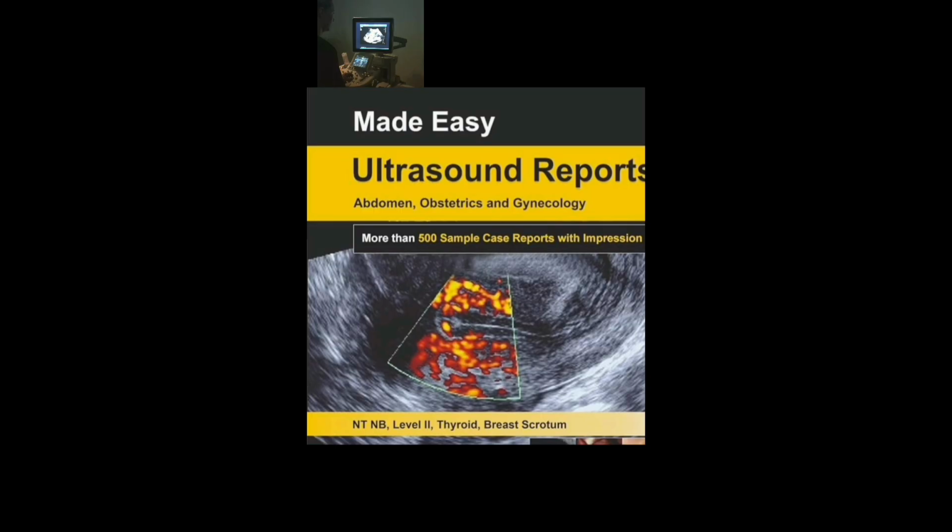Rule 9. If you don't know, refer. If you are unsure, write: further evaluation with CT, MRI, or follow-up scan is advised. This is a sign of professionalism, not weakness. Rule 10. Double-check before you sign. Before completing the report, check the spelling of medical terms. Check all organs mentioned, and make sure the impression matches the findings.